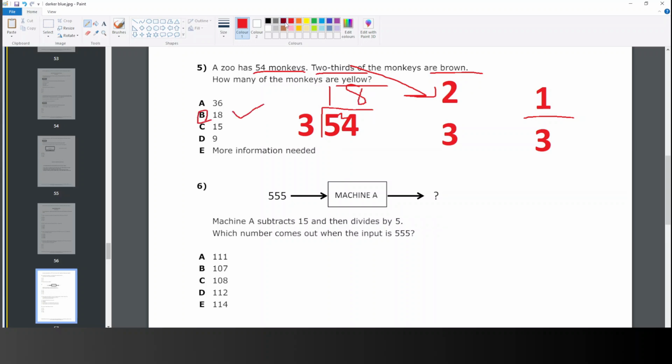Did they trick you with this question? Maybe you might have done 2/3, which was brown, but careful, got to read the question. They put A there to trick you. No, we are after the other type of monkey.